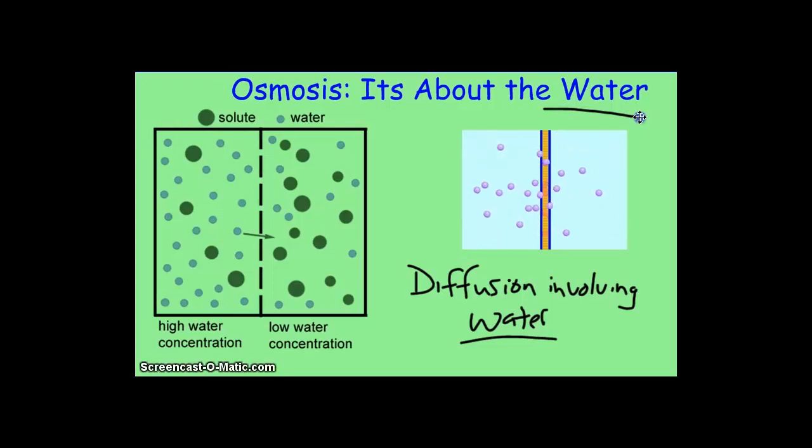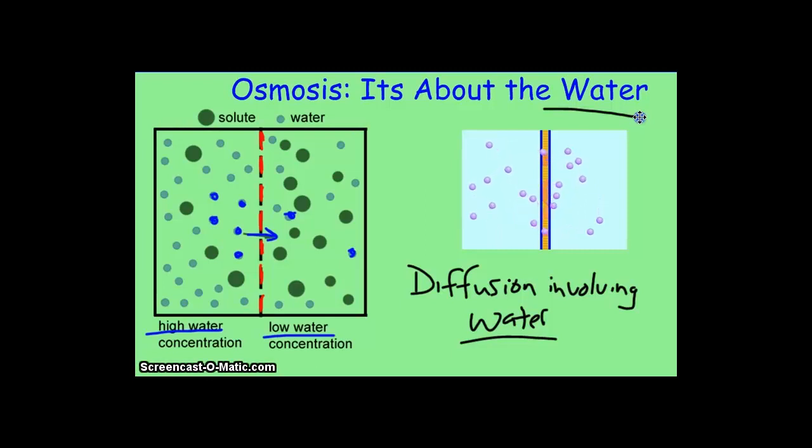So in this example here, where water represents the small blue spheres, we see that the high concentration of water is on the left side, the low concentration is on the right side. So the arrow shows that water will tend to move from the left to the right across a membrane. Here is our membrane right here. And like all molecules, they tend to move from high to low concentration. It's just that water movement is so important to living things that we give the diffusion of water a special name, and we call it osmosis.